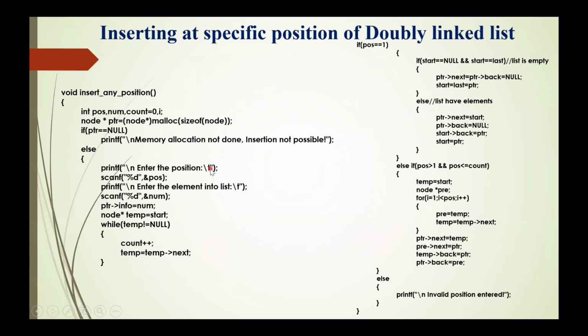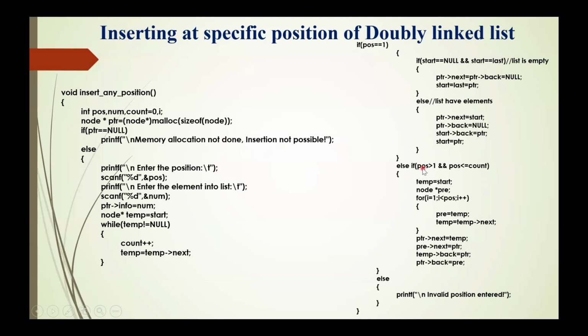So we have to check the position we enter, whether it is 1 or not, whether the list is empty or not, and whether it has more elements or not. So there are so many classifications. The first case is position 1. Then we have to check whether the list is empty or the list has elements.